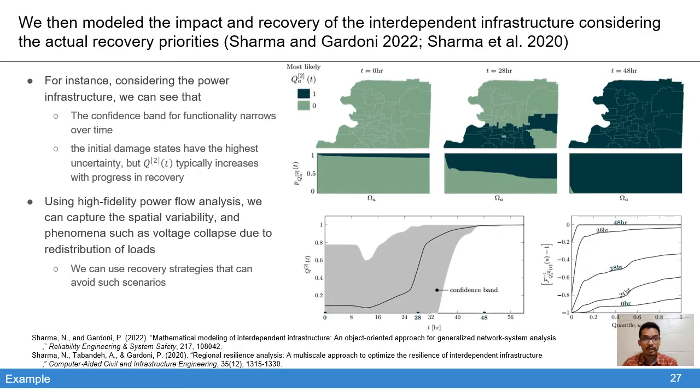We then modeled the impact and recovery of this interdependent infrastructure, considering the actual recovery priorities. For instance, considering the power infrastructure, we can see that the confidence band for the functionality narrows over time because the initial damage states have high uncertainty and the functionality increases with the progress in recovery. Here, using the high fidelity power flow analysis, we can capture the spatial variability and the phenomena such as voltage collapse due to redistribution of loads.